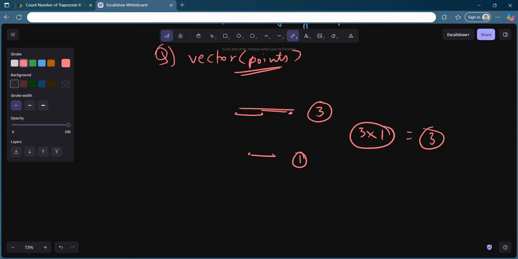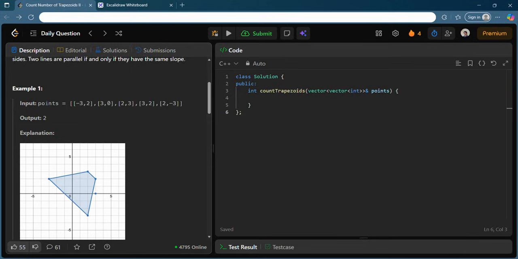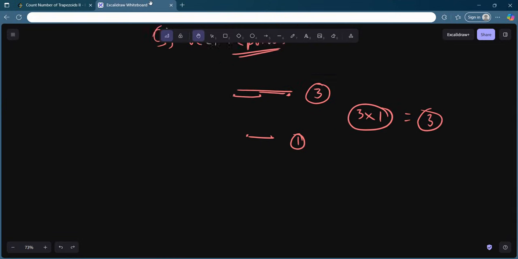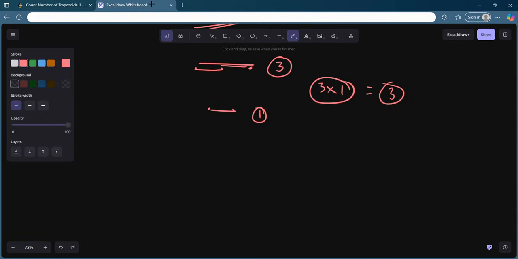See here the trapezium may be of any slope, right? It can be something like this, it is not necessarily horizontal, but we are just taking the case of horizontal now to explain the solution. Now try to see, take this example for instance.